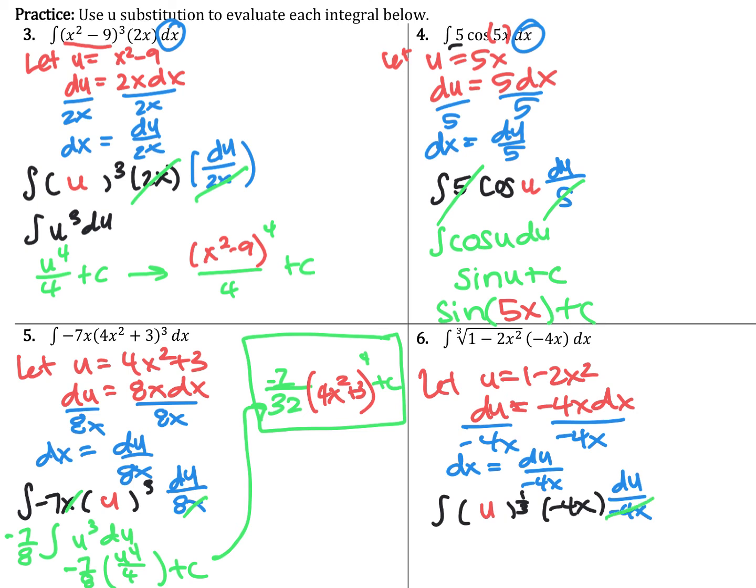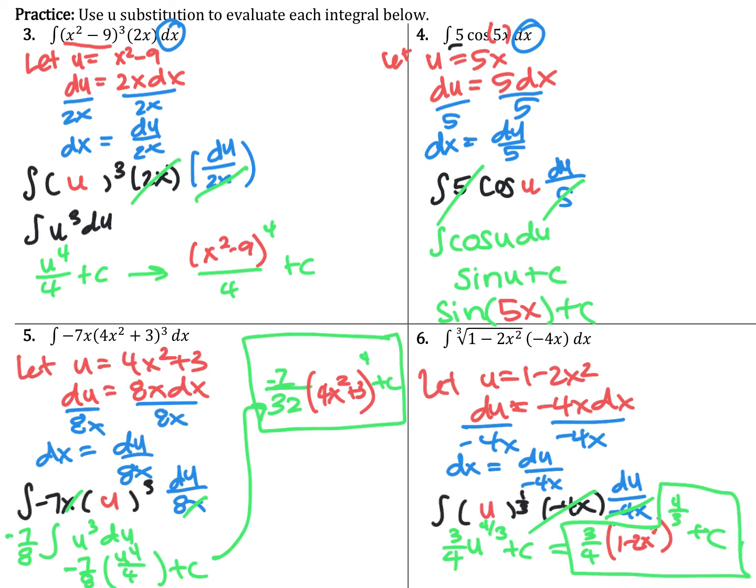Same setup on 6. These -4x's are going to divide out, so I just have u to the power of 1/3 du. If I add 1 to that exponent, I get u to the power of 4/3, and then I'm going to multiply by the reciprocal plus c, and then I'm going to plug in what I know u is, which in this case is 1 minus 2x squared to the power of 4 over 3 plus c, and that's going to be my final answer there.